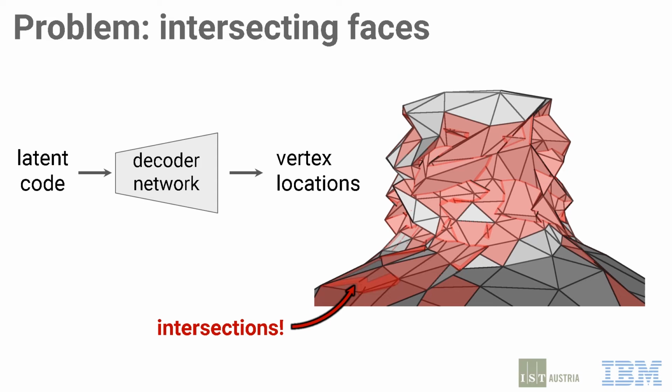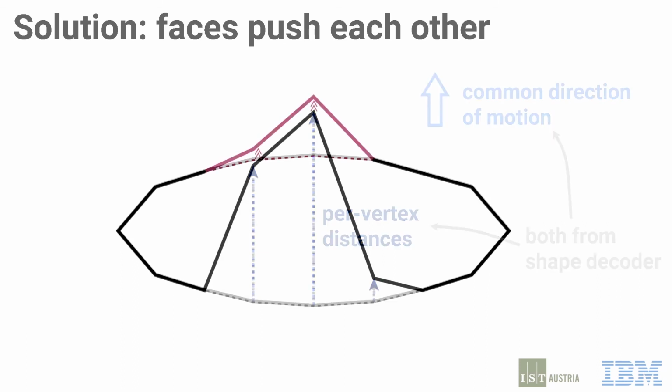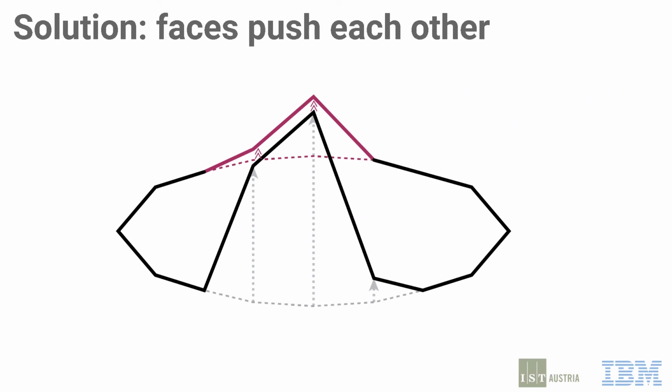We therefore propose a novel method to ensure that the meshes produced by our decoder cannot contain any intersecting faces. We do this by parameterizing meshes as a sequence of deformations applied to some non-intersecting base shape. During each deformation step, faces push one another out of the way instead of colliding. In the example on the slide, the decoder outputs a global direction of motion and a distance for each vertex, shown by the blue arrows. When applying this movement, the red faces get pushed out of the way.